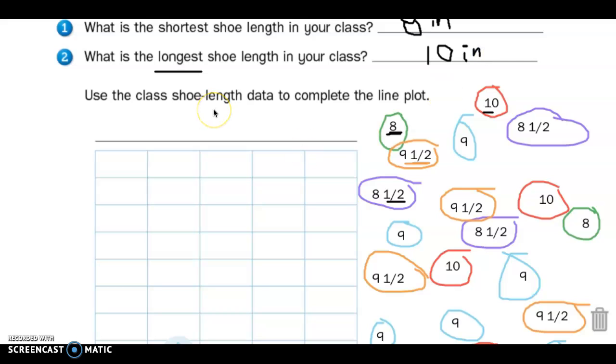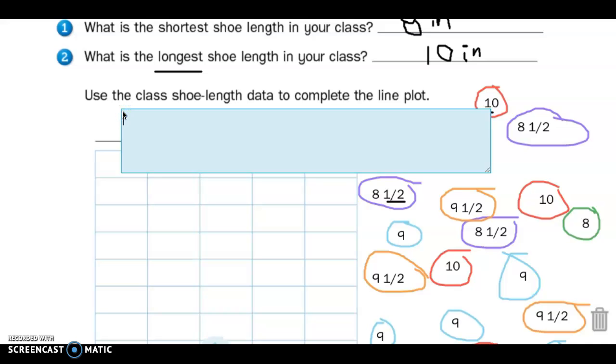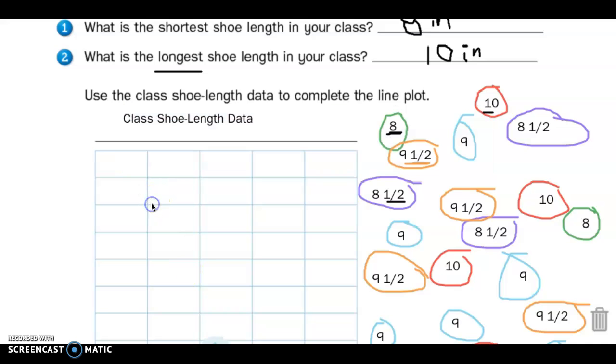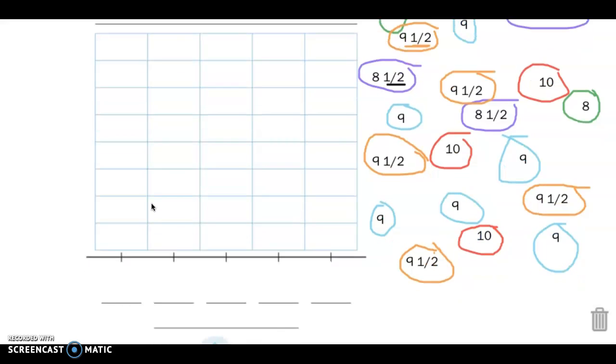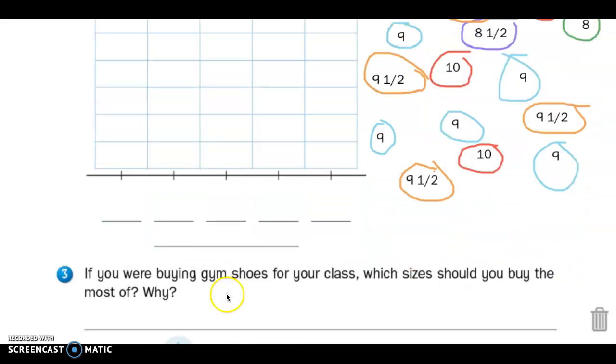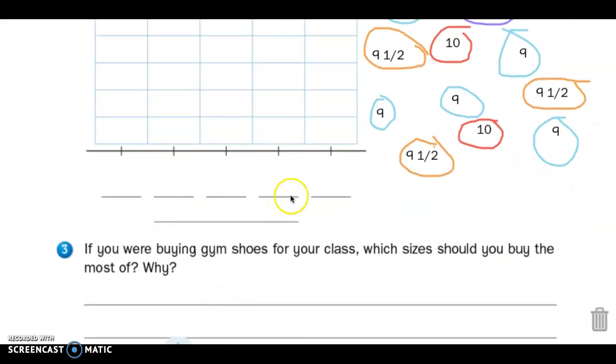And down below, it says use the class shoe length data to complete the line plot. There is an empty line up here. Why is that? What goes there? Our title. I put class shoe length data. That's a pretty good explanation. Okay. On the bottom, this is going to be our shoe sizes because that's what we're measuring. And let's label them with inches because we have the lengths in inches.